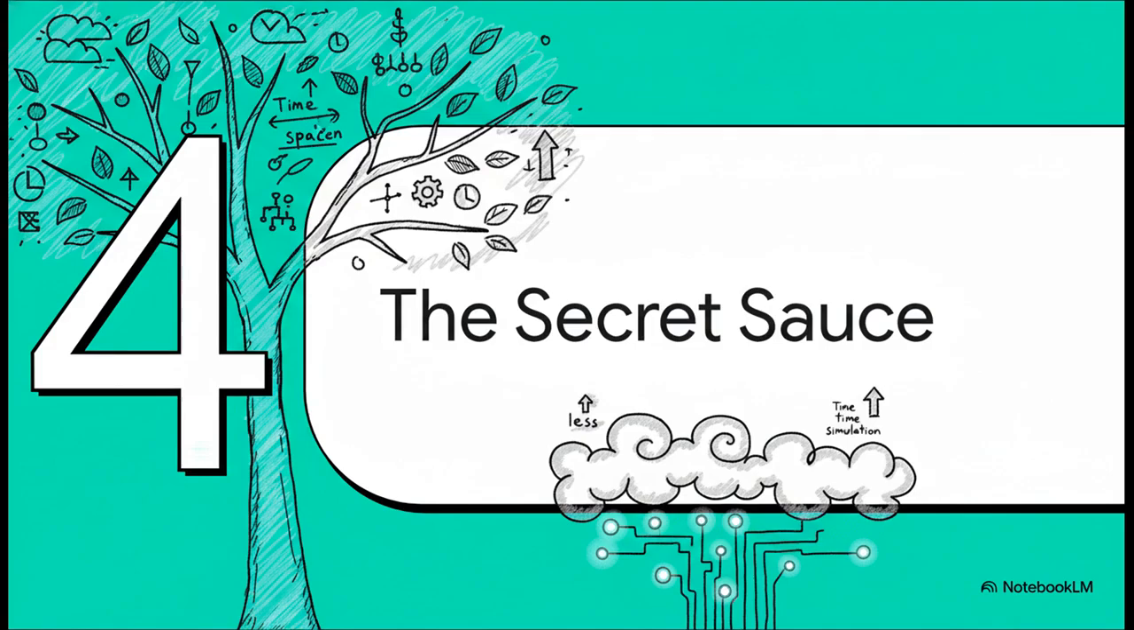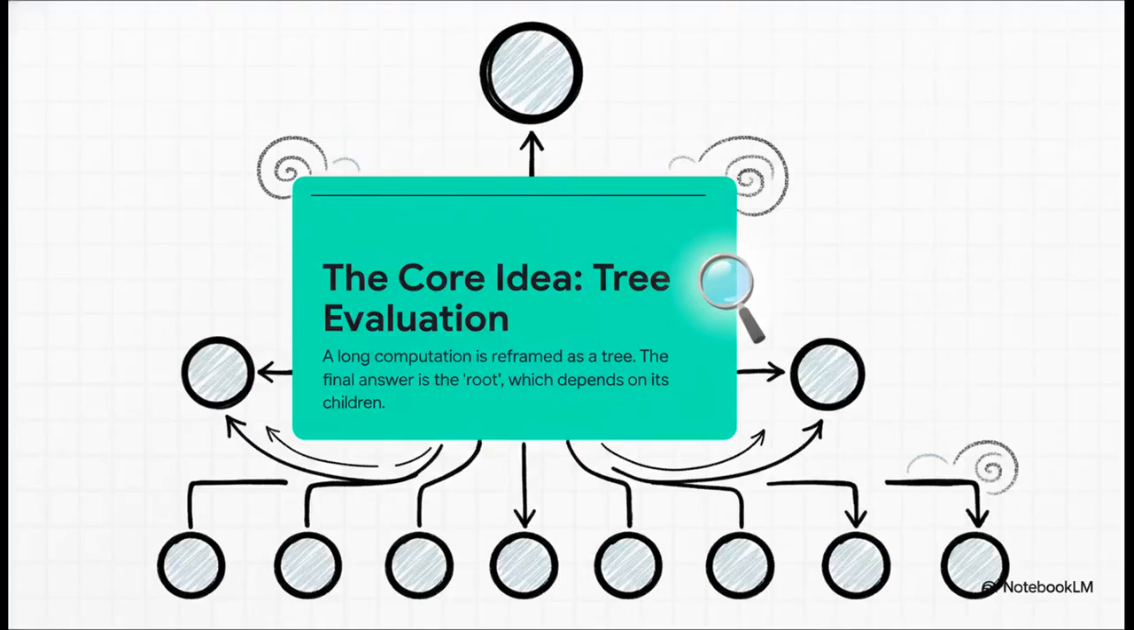Okay, so how on earth is such a massive improvement even possible? Well, the secret sauce is this really clever technique called tree evaluation. Instead of thinking of a computation as one long single-file line of steps, this new approach completely reframes it as a tree, kind of like a family tree. The final answer you want is the root at the top. But to figure out that root, you only need to know the answers from the branches directly below it, its children. You can then pretty much forget about the root and just focus on figuring out one of the children. What this means is you never have to hold the entire history of the computation in memory all at once. You just need to remember the specific path you're currently on.